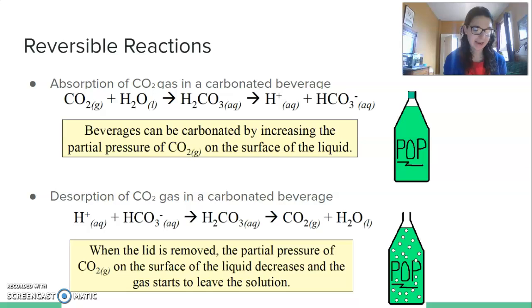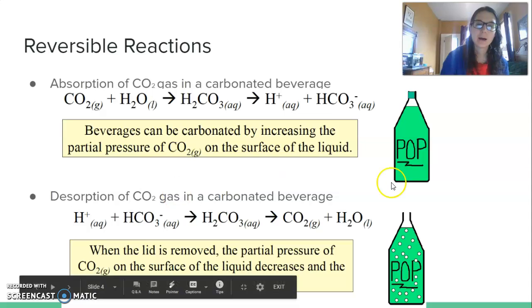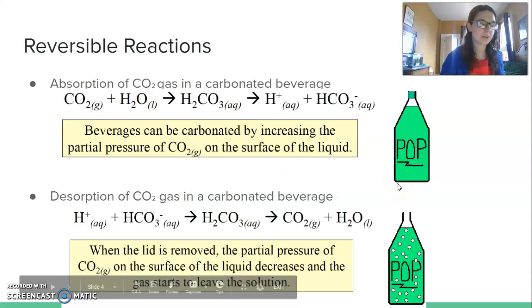So then the carbonic acid does dissociate to form H+ and HCO3-. The HCO3- bonds with the H+ to form H2CO3 again before becoming gaseous CO2 and H2O. So that's why we have a two-step reaction here.